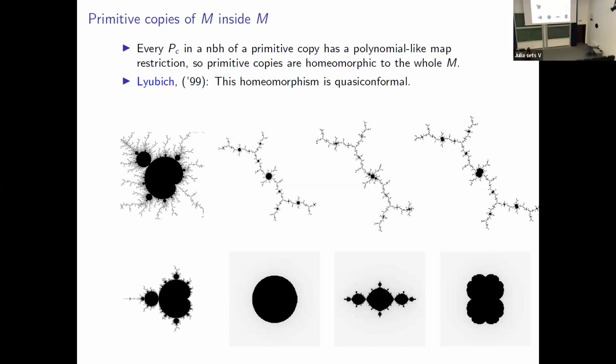So every quadratic polynomial in a neighborhood of a primitive copy has a polynomial-like map restriction of degree 2. And so primitive copies are homeomorphic to the whole Mandelbrot set because of Douady and Hubbard. Lyubich in 1999 proved, in another amazing paper, that this homeomorphism is actually quasi-conformal.